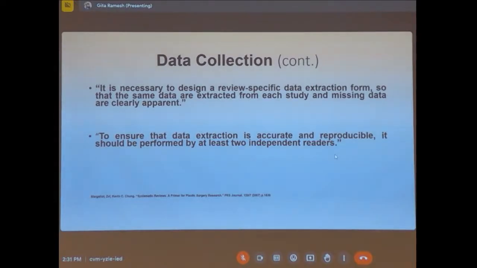It is also necessary to design a review-specific data extraction form so that the same data are extracted from each study and missing data is clearly apparent. That means you should have a checklist tool for data collection.